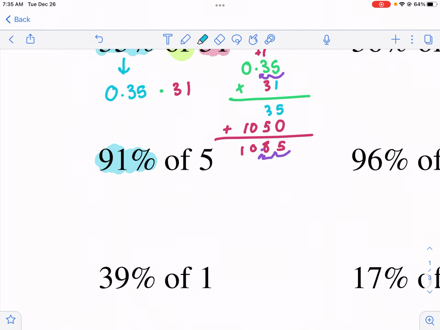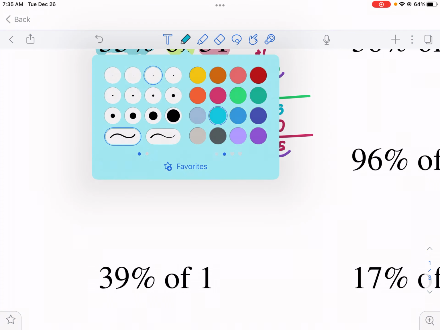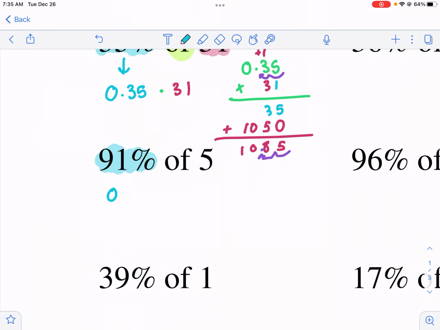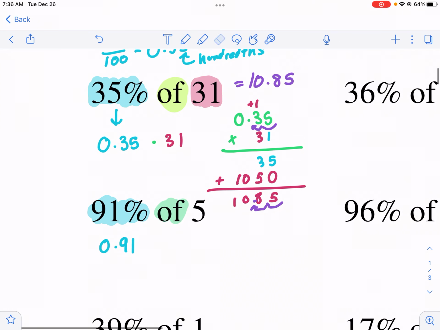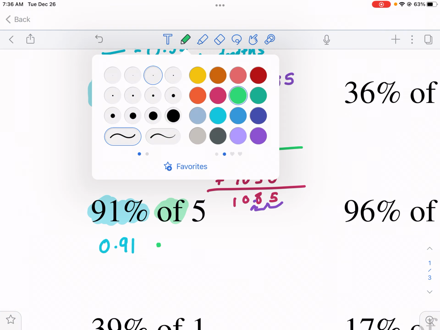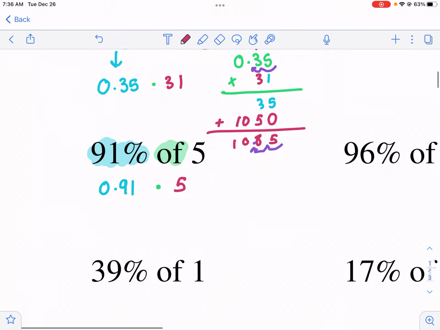Here's our percent. The first thing I'm going to do is rewrite that as a decimal. So I have 0.91, okay? And then I already said that this number is multiplication. Let me erase this just to be consistent. There we go. And that's multiplication, and then 5, that's my number, and then there I go.